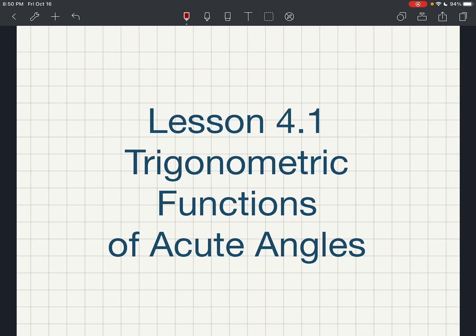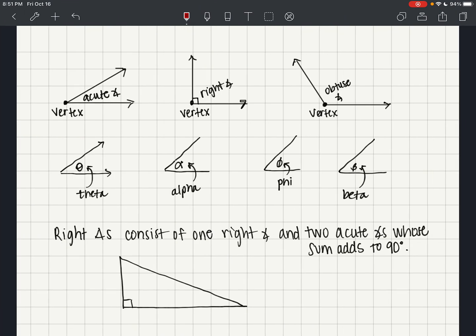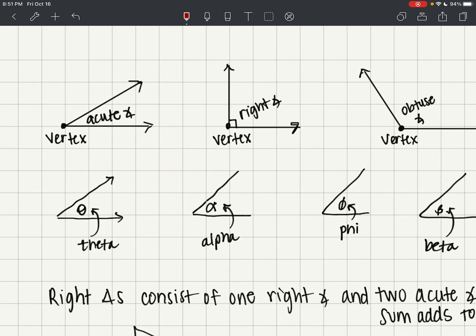Trigonometric functions of acute angles is what we're going to learn about in this lesson. So we're going to talk about the different types of angles first so that we can make sure that you know what an acute angle is. An acute angle measures less than 90 degrees. So its measure is less than 90 degrees.